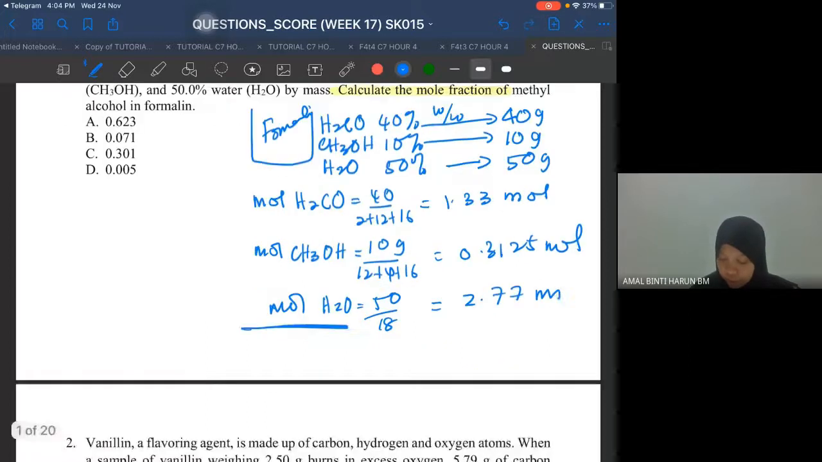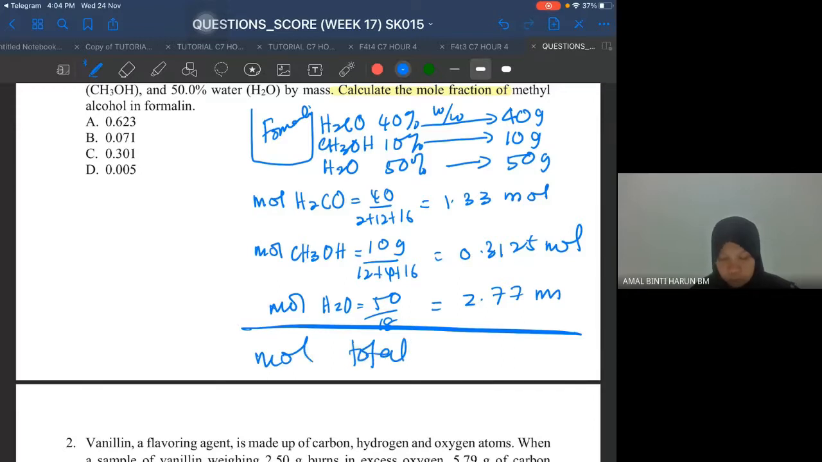Okay, so we will get the mole total. So mole total adalah 4.4203. So dari awal you kira dengan berhati-hati, jangan nak laju-laju je tapi salah. Sebab kalau salah kita kena repeat dari awal dan it consume masa lah. Okay, lepas tu kita dah ada mole total kan.